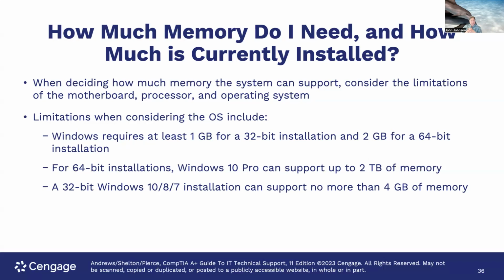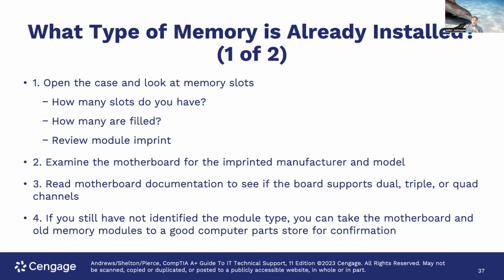For 64-bit installations, Windows 10 Pro can support up to 2 terabytes of memory, not gigabytes, terabytes. That's a honking amount of memory right there, and I don't know anybody that can afford that anyway. If we're looking at a 32-bit Windows 10, 8, or 7 installation, it can support no more than 4 gigabytes of memory. So read that again. A 32-bit Windows 10, 8, or 7 installation can support no more than 4 gigabytes of memory. So adding memory is not going to do you any good there.